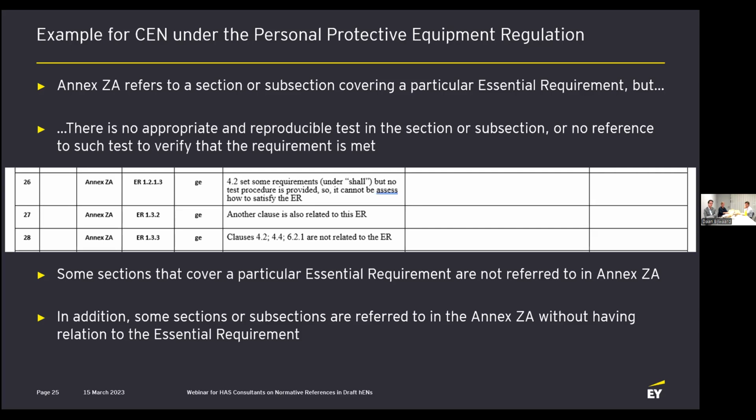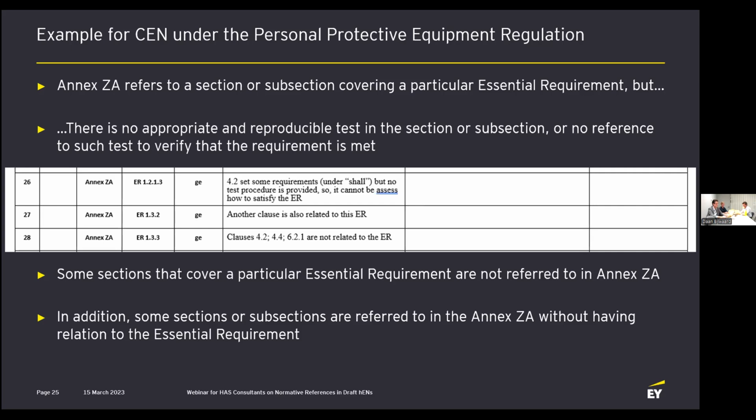Well, we also find here in this example that some sections that cover a particular essential requirement are not referred to in the Annex Z. Then this will lead also to a lack of compliance, because of course it's a lack of compliance that can be solved easily, just amending the Annex Z. But please, if you have several essential requirements that are covered by different parts of the standard, please identify all these sections and subsections in a clear way in the Annex Z.